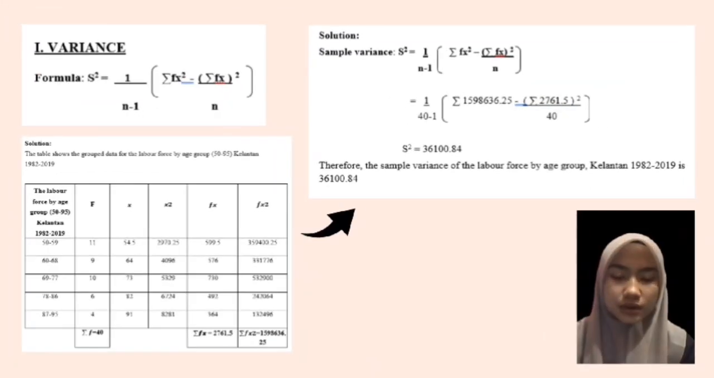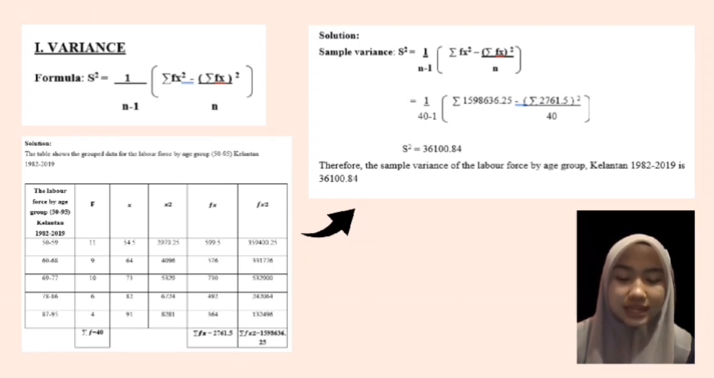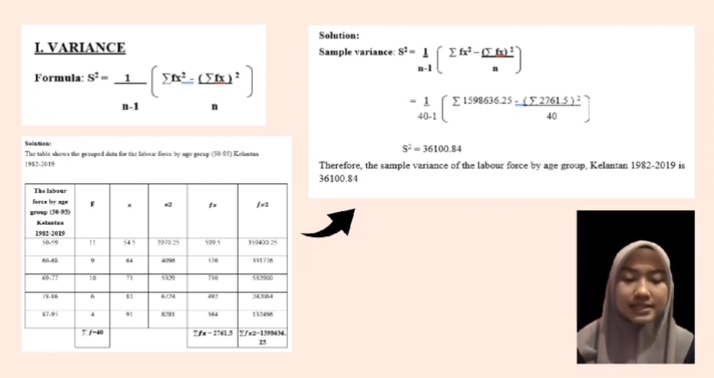Now I want to present 5.0 measure of variable. Variance formula: s squared equal 1 divided by n minus 1, sum fx squared minus sum fx squared divided by n. Solution. The table shows the group data for the labor force by age group 50 to 95, Kelantan 1982 to 2019. Solution, sample variance s squared.